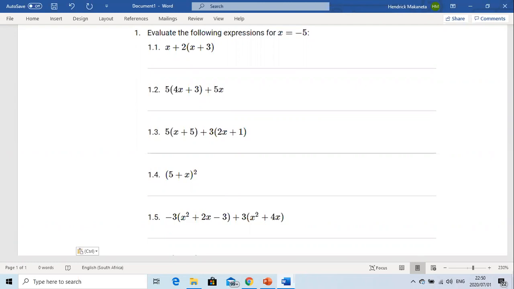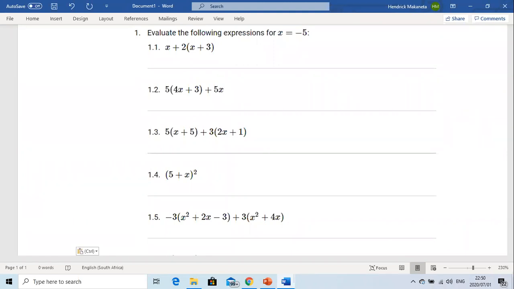Let's just substitute. I want to test your knowledge when it comes to finding the numerical value of the expression, just by substituting the value of x, which is negative 4. By the way, these are the same expressions that we just spoke about, right?